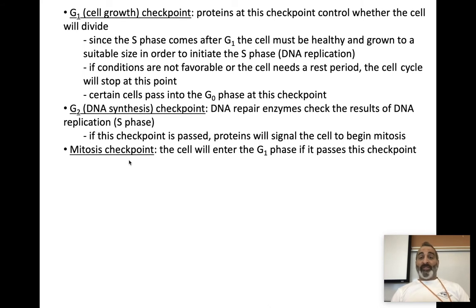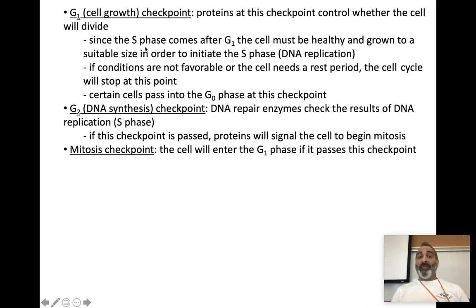All right, so this one is going to control whether the cell continues on. The S phase comes after G1, and during the S phase, in case you forgot, the cell has to copy its DNA. If the DNA is not healthy, it will not allow the cell to continue on. If the cell hasn't grown to the correct size, it will not allow it to continue on. So the G1 checkpoint basically stops it from copying its DNA and going to the S phase.